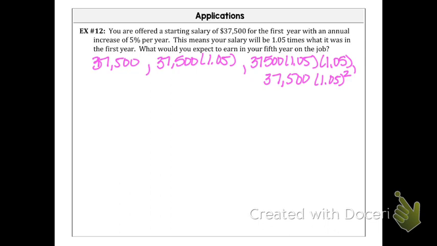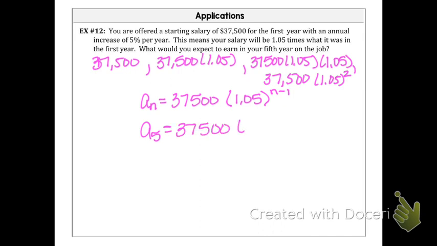So we can come up with a general equation here. My a sub n is equal to my first term times the common ratio, which is going to be that 1.05, raised to the n minus 1. And so if I want the 5th year, I'll work that out, and I should end up with $45,581.48.